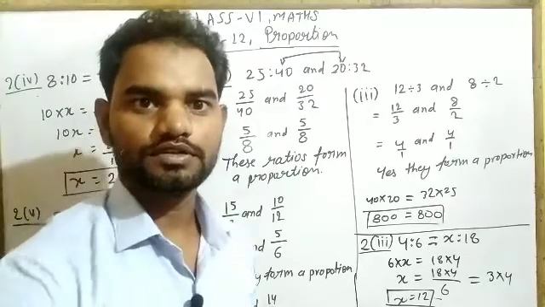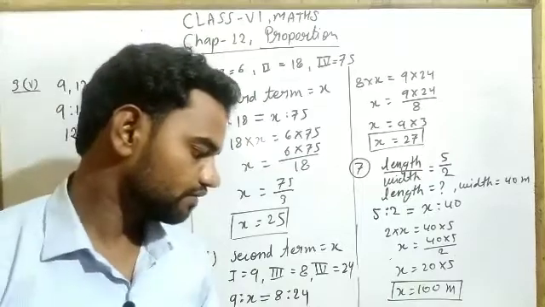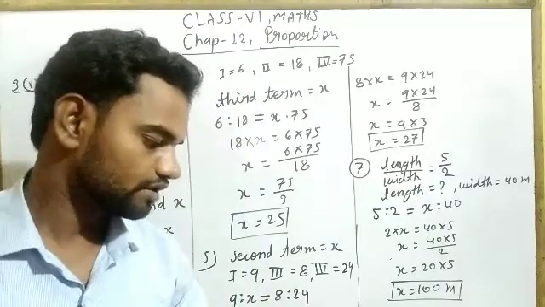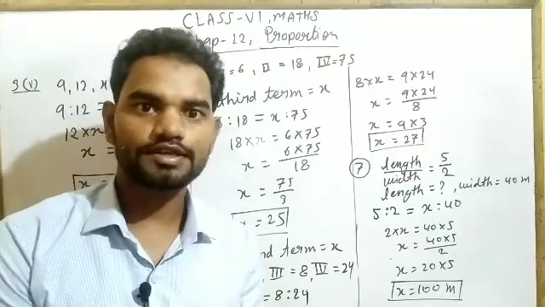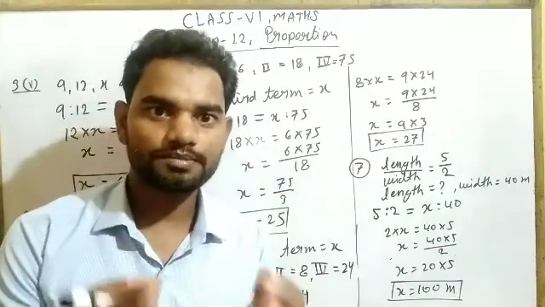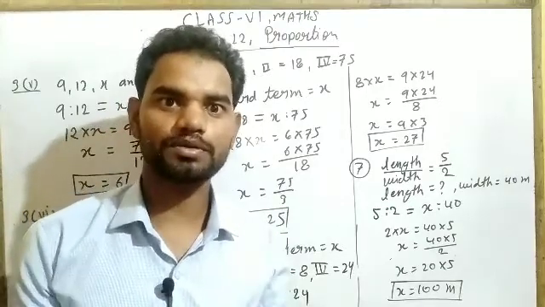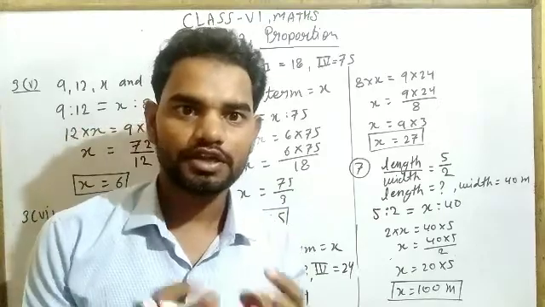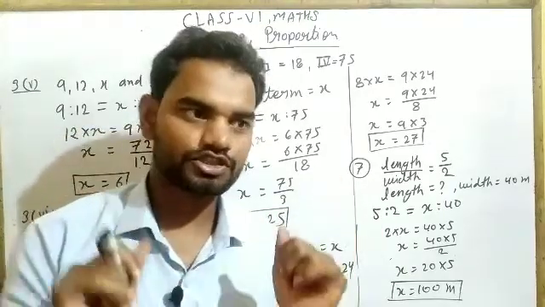Now we will start the next question. Question number 3: find the value of x such that the given 4 numbers are in proportion. The question already tells us the given numbers are in proportion. When numbers are in proportion, the product of means is equal to the product of extremes.